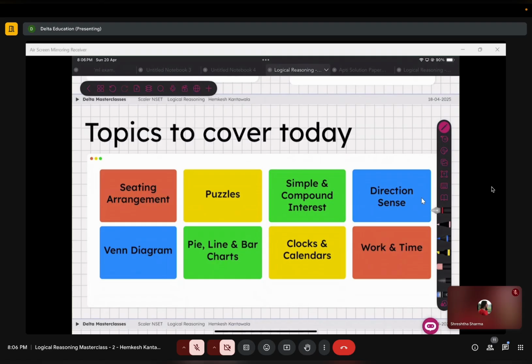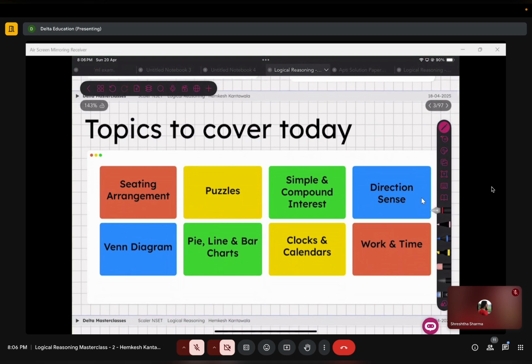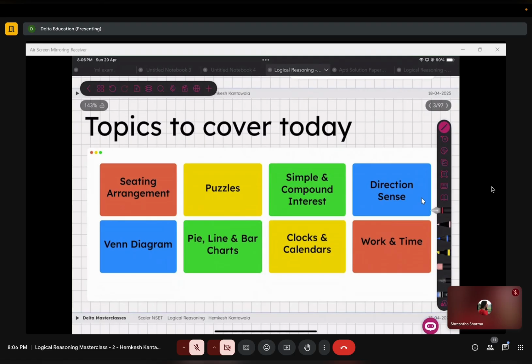So we have decided again to divide those 12 topics into two halves. We would try to cover as many topics as we can today, and we would complete the next half of the topics in the next class. The perfect date and time would be shared with you soon, by today or tomorrow itself.